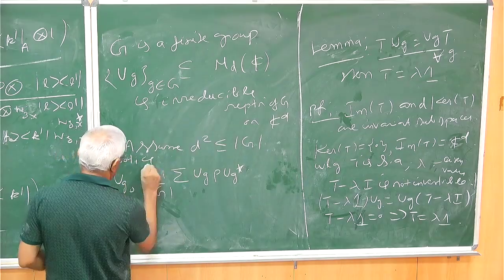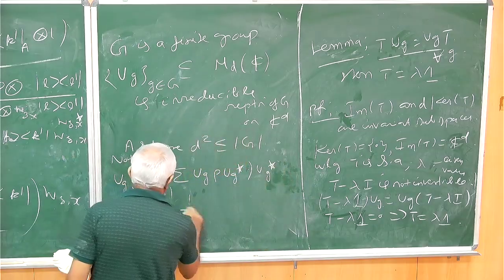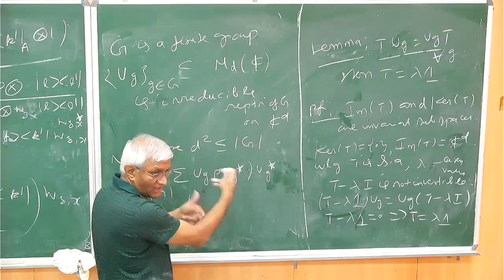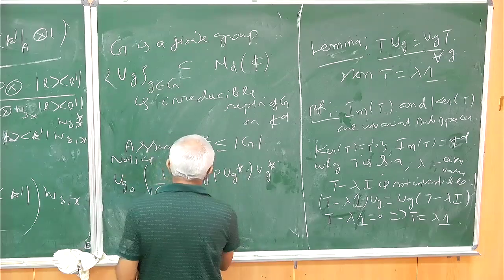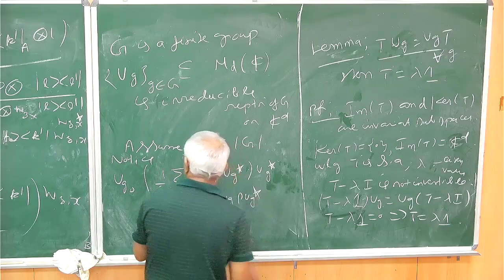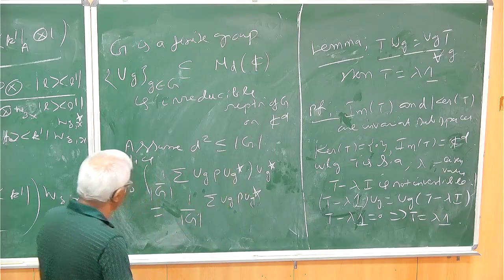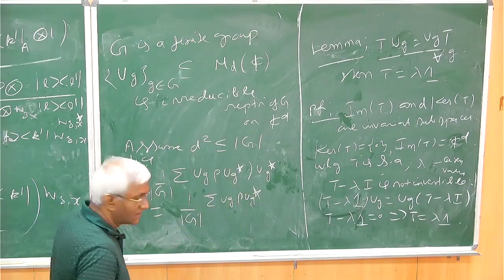U_g U_0 star equals the same thing, right? You can take it inside. It will be the same summation, it will just shift it. Okay, summation U_g rho U_g star is equal to U_g U_0 g_0 g g_0 g, but that's the same thing. So because of that, it commutes with this.